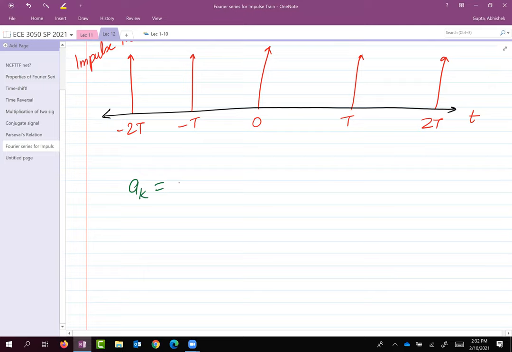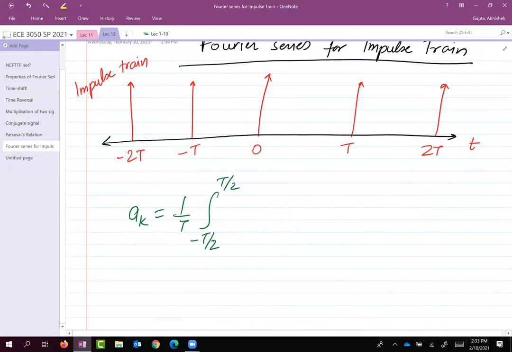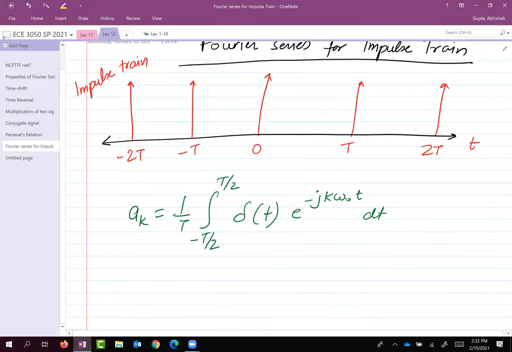I can compute a_k to be 1 over capital T, integral, well, let me take minus T over 2 to T over 2, of the signal x(t), which is delta(t), e raised to minus jk omega naught t dt.